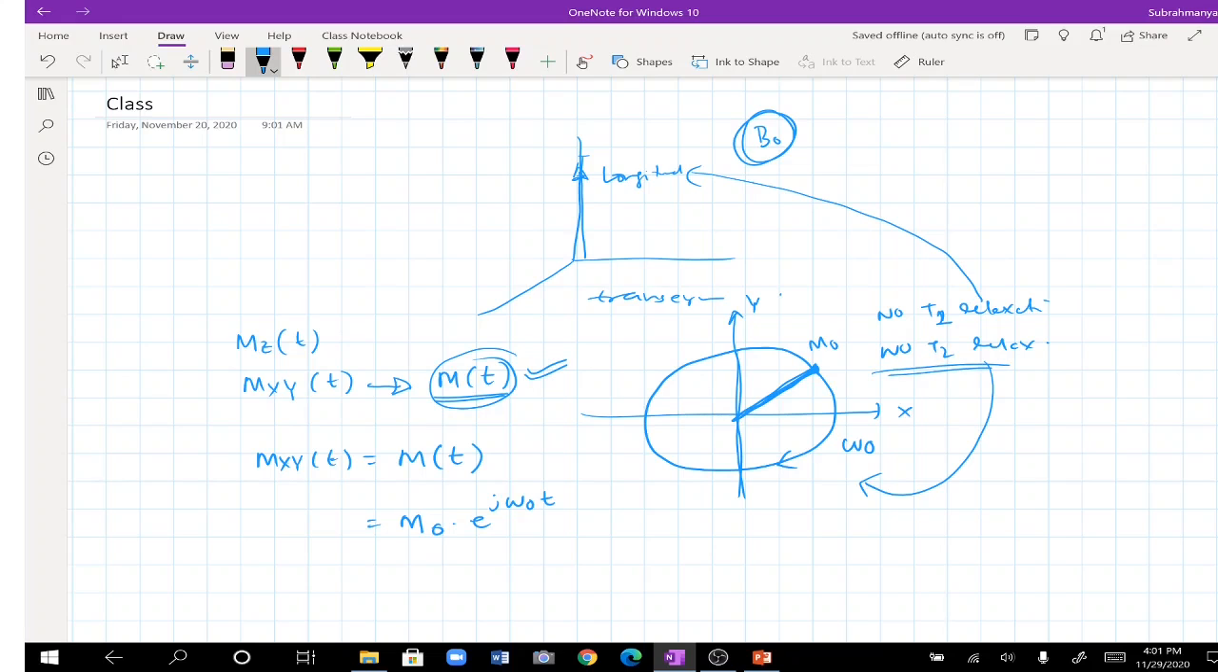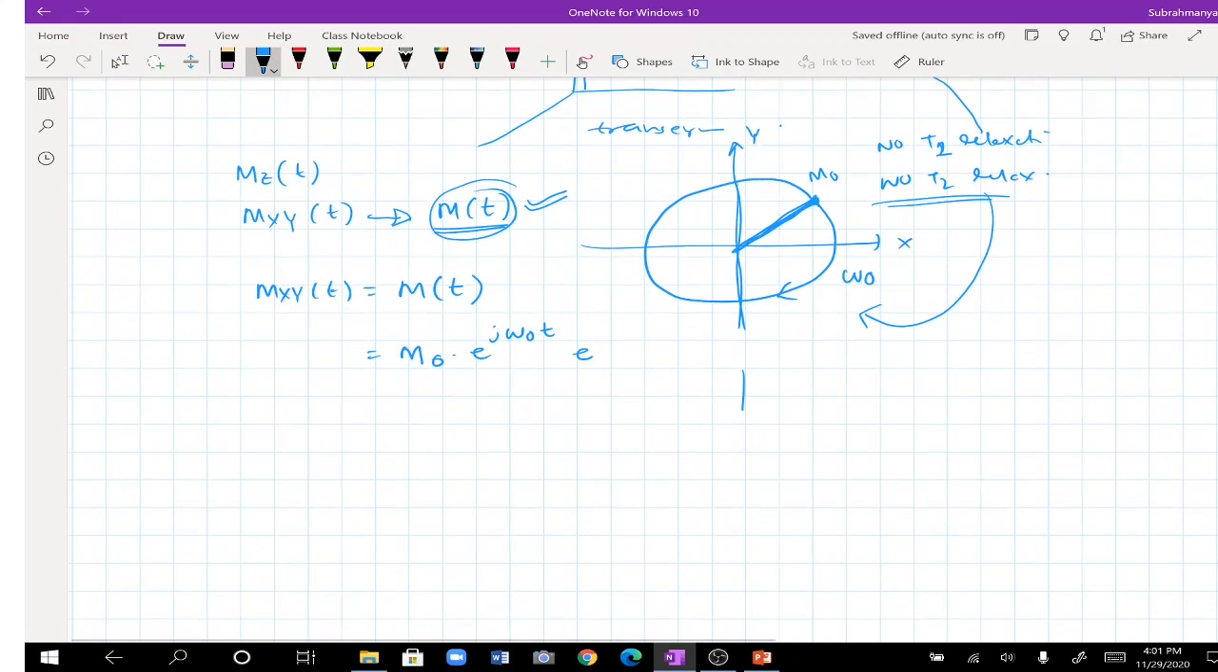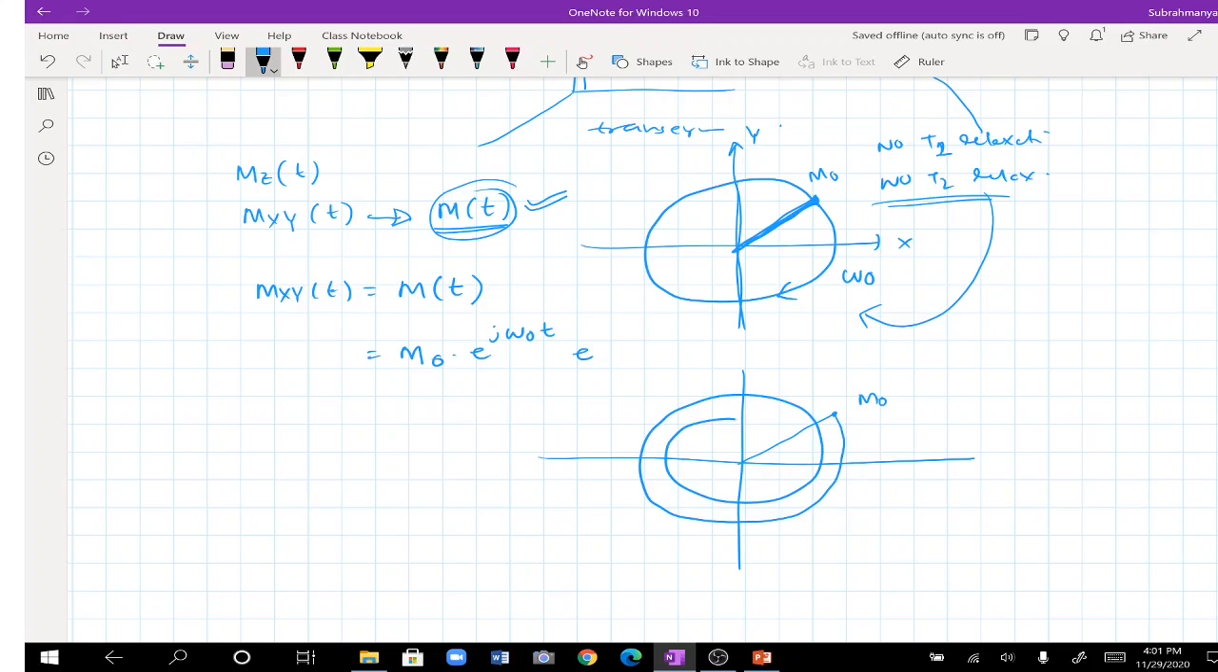So if it is there, what would further happen here is that this value would be decaying. So how would that behave? Assume that you initially have a value of M naught. Now it would rotate still with the same frequency, but its magnitude would be falling down exponentially with the time constant of T2. So how can you write that? E power minus t by T2. That's all. Let me write it as simply M of t.